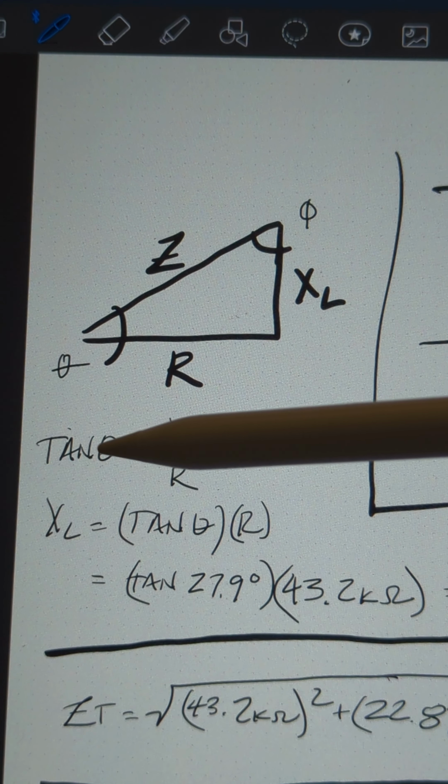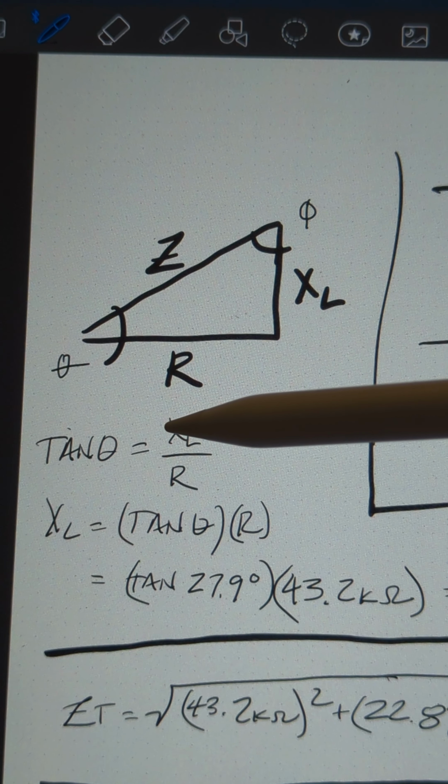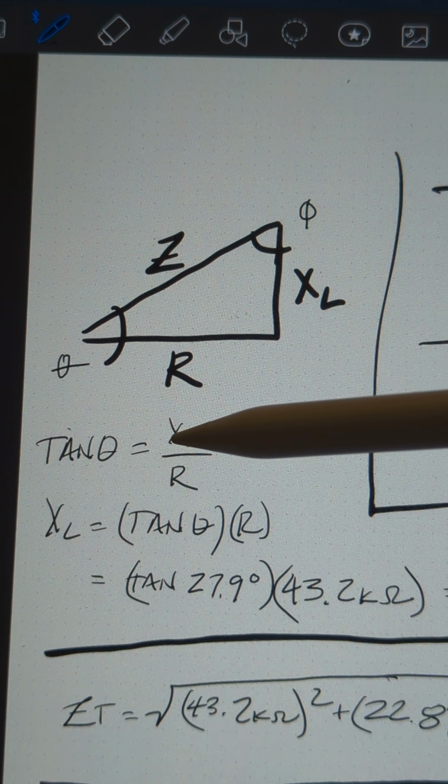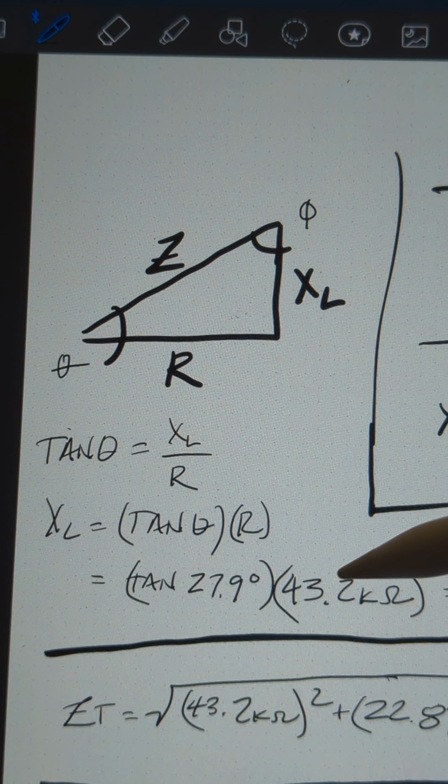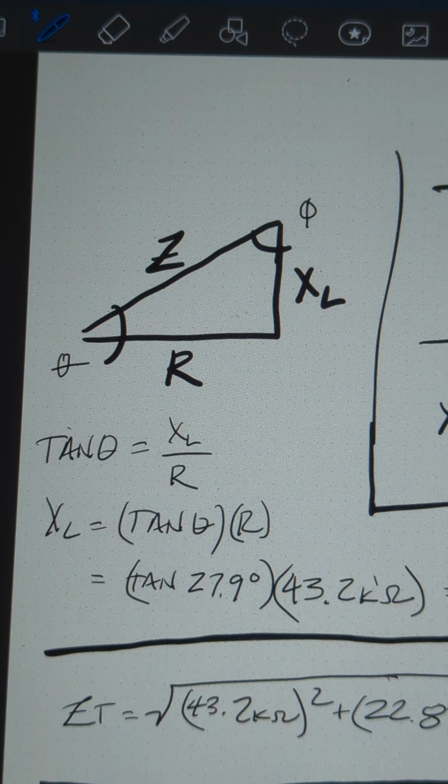If I want to solve tangent theta, is this going to be XL over R? So if I want to solve for XL, I simply take tangent theta times R. I'm subbing the numbers here, the 27.9 degrees, take the tangent of that times the actual resistance, and that value is XL.